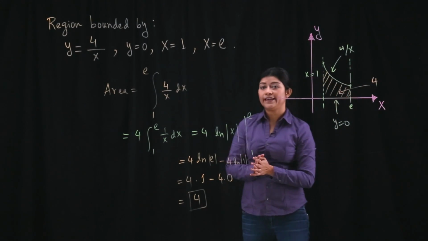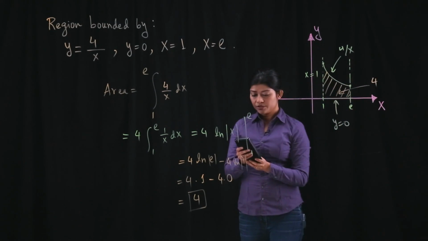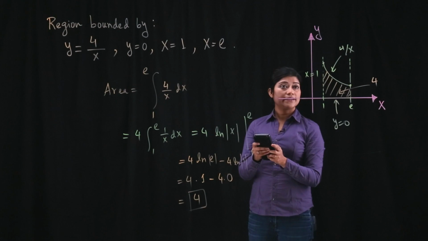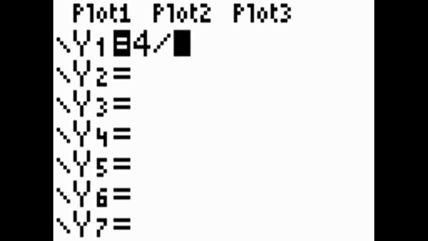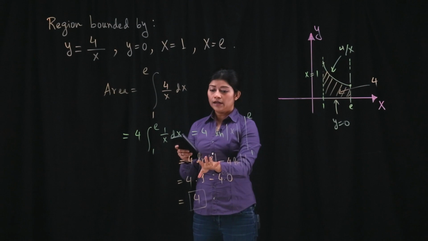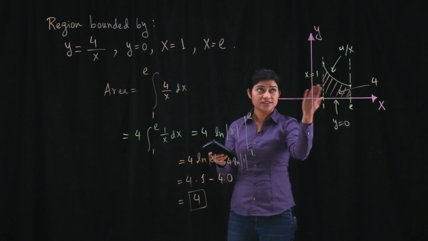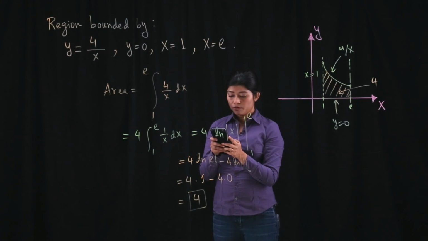Finally, we will use a graphing utility to check our result. So just pick up any graphing utility that you have, and let us plot the function 4 over x, and then graph it. And you see there are 2 branches of the graph, right? In the third quadrant and the first quadrant, but we are only looking into the first quadrant, which is okay. All right, so let us figure out the integral from 1 to e of 4 over x dx and see if it gives us this area, and whether it gives us 4 or not.